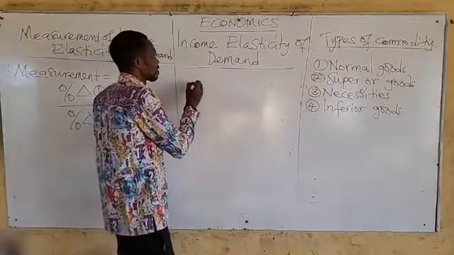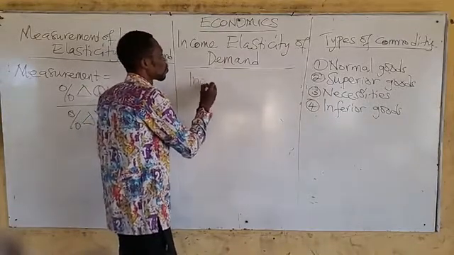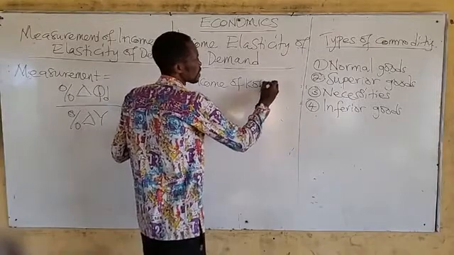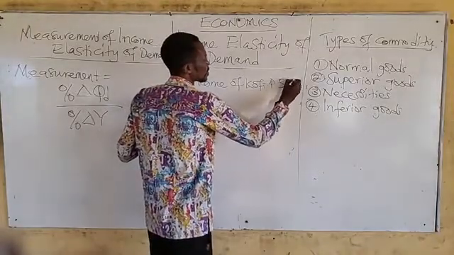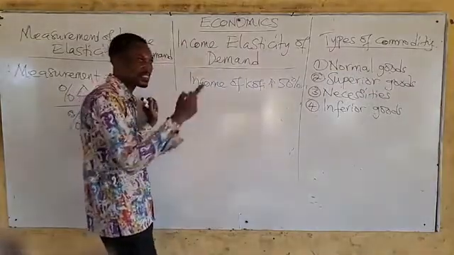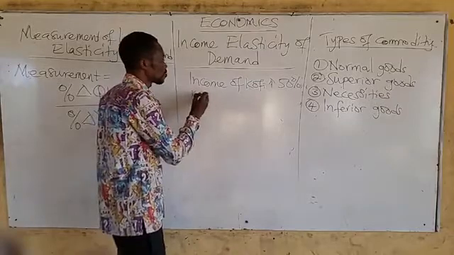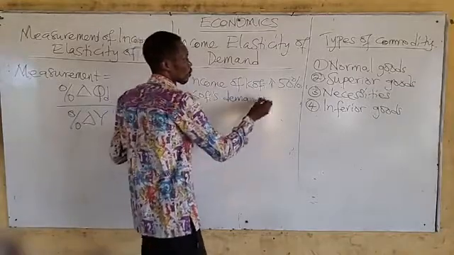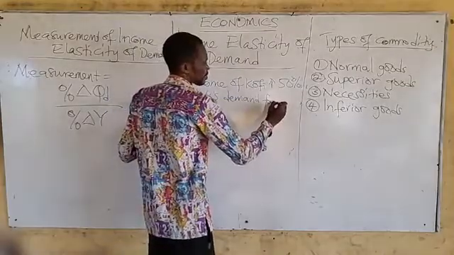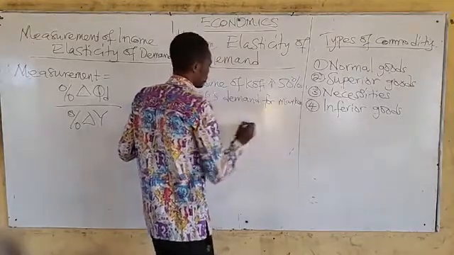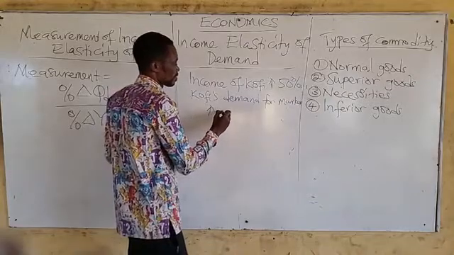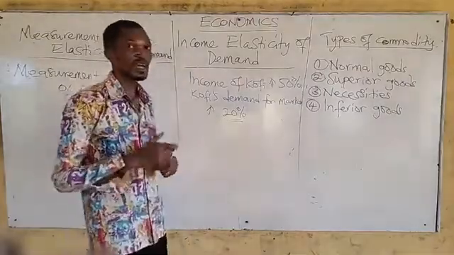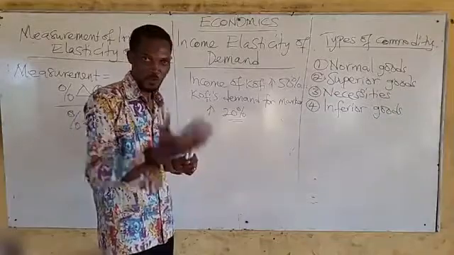So, the income of Kofi increases by 50%. Kofi's income increases by 50%. Kofi is a person, alright? Kofi's demand for marker increases by 20%. Calculate the income elasticity of demand.